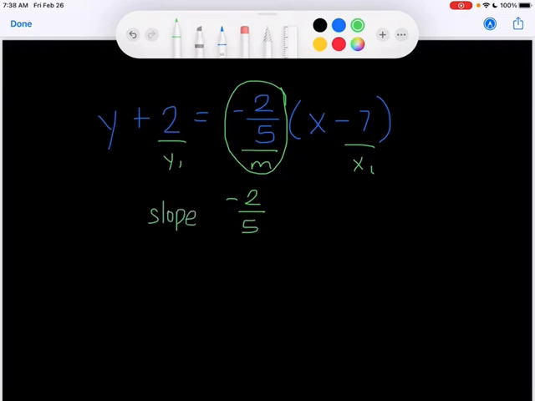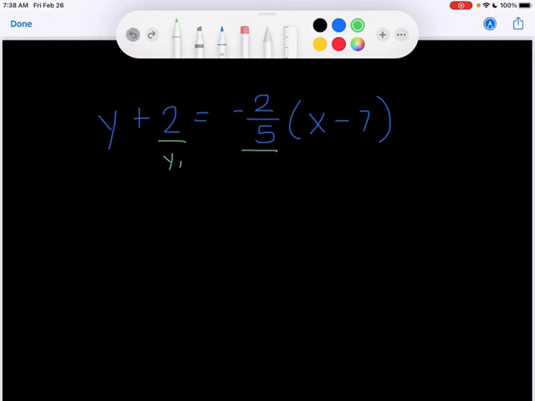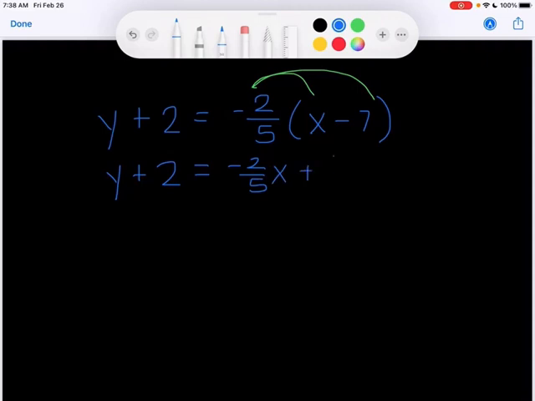All right, but let's say that they wanted the y-intercept here. Okay, well, you can't look directly at this and tell the y-intercept. It has to be in slope-intercept form. So I'm going to convert this to slope-intercept form. If you're in point slope form and you're trying to convert to slope-intercept form, the first thing that you have to do is distribute this slope over here. So we need to distribute here. So bring down this y plus 2 equals, well, negative 2/5 times x is negative 2/5 x, and then negative 2/5 times negative 7 is positive 14/5.